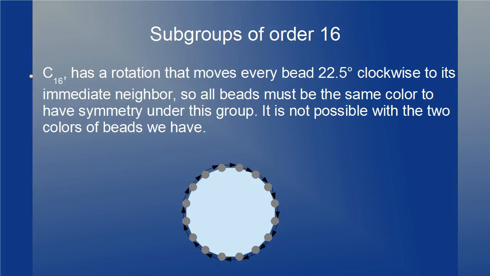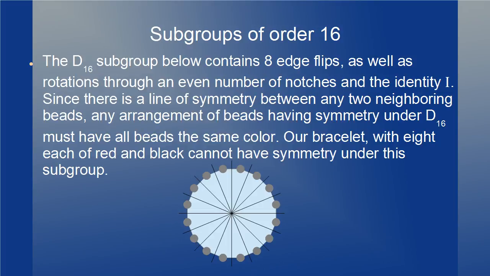Let's move on. Next up, the dihedral group of order 16, consisting of 8 flips that go between beads, as well as rotations through an even number of notches, and the identity. Since there's a line of symmetry between any two neighboring beads, any arrangement of beads having symmetry under this subgroup must have all beads the same color. The same story. No symmetry found yet, so let's move on.